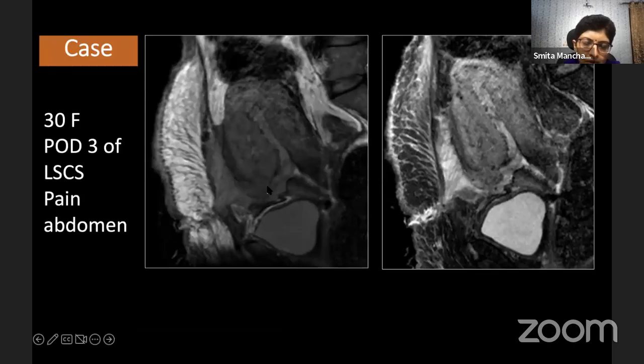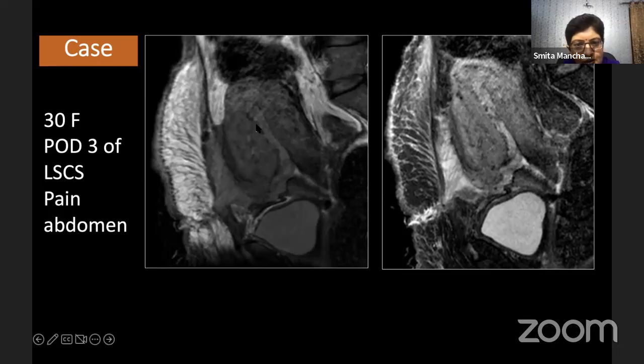So now you can see there are two entities. One is a scar dehiscence or uterine dehiscence, and one is scar rupture or uterine rupture. So we have to understand the difference between these two. When we are terming anything as rupture, then we are saying that there is a complete tear through the serosal margin as well. So this margin is also not intact.